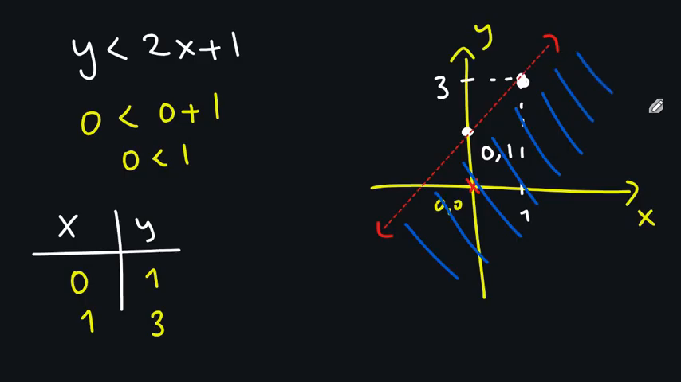So now that's my graph for the given inequality. We completed the 4 steps and we get the graph of the inequality. So let's do another example.